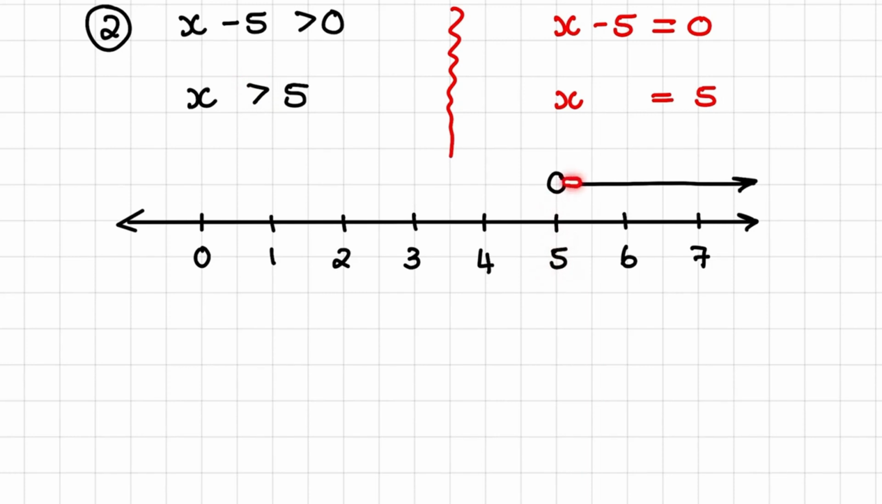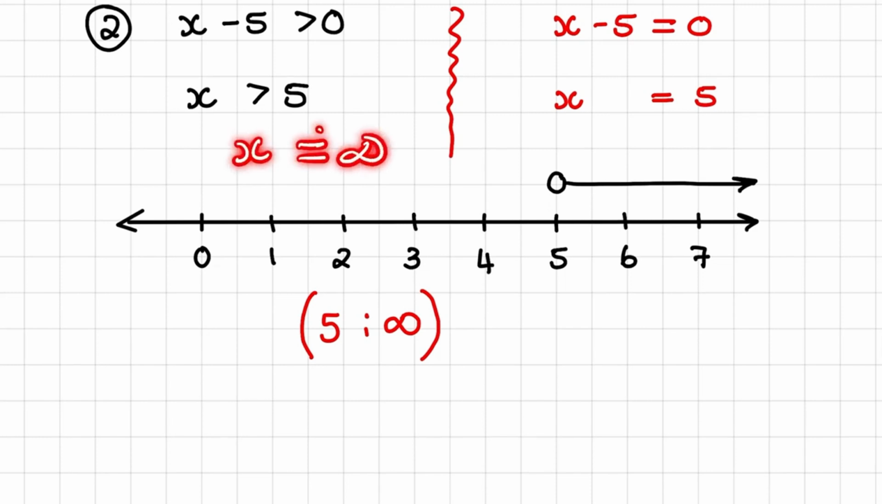So it could be 5.1, 5.5, 6, 7, or any other value bigger than 5 up until infinity. And how I show that with interval notation is my minimum value is 5 and my maximum value is infinity. And now I'll use a curved bracket to show that 5 is not included. And I'll go all the way to the maximum value of infinity, which is also not included because x can never be equal to infinity.